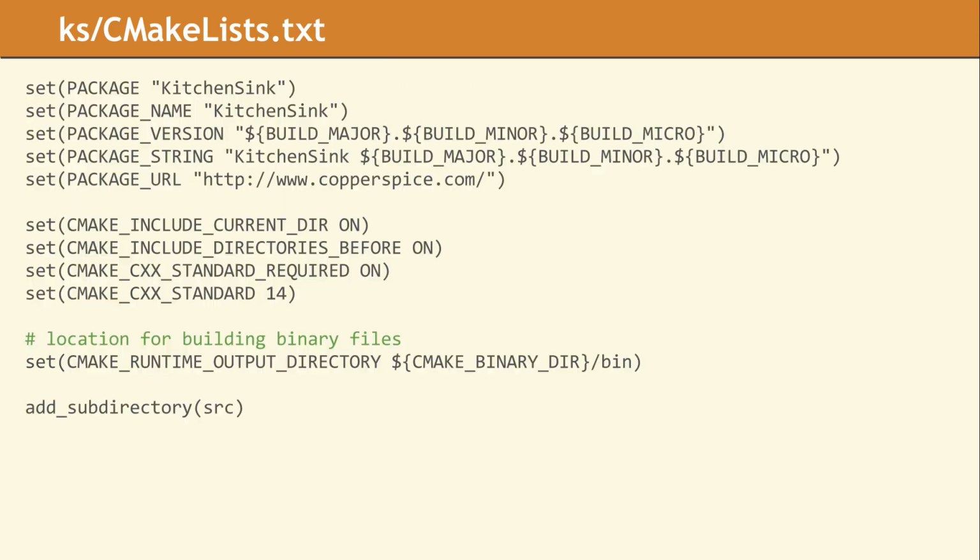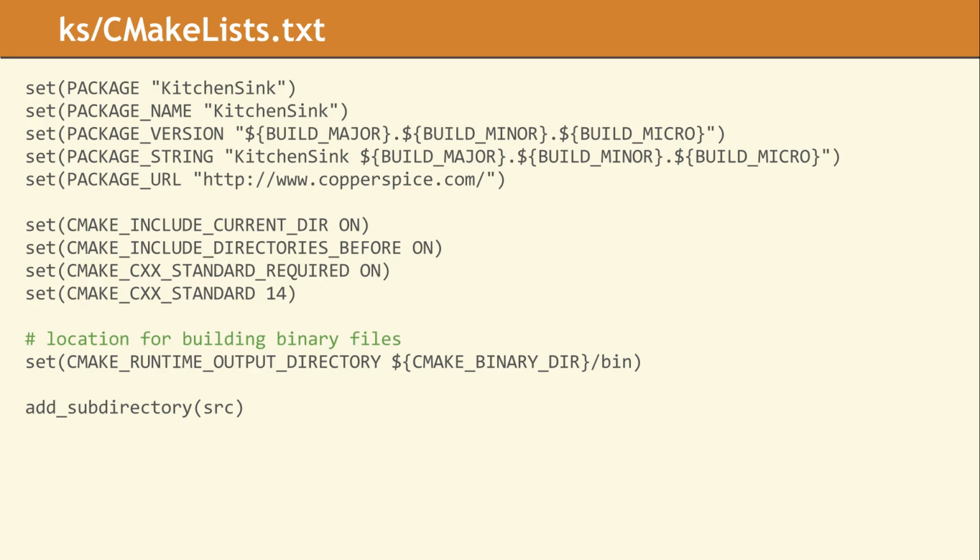We then set some version number information and specify which parts of this project we wish to build. The next 5 lines of this CMake file provide metadata about the package we are building. Following that, we have 4 lines that configure various options in CMake. For example, CMake include current dir means that in each case, a source file will be able to include header files that are in the same directory.